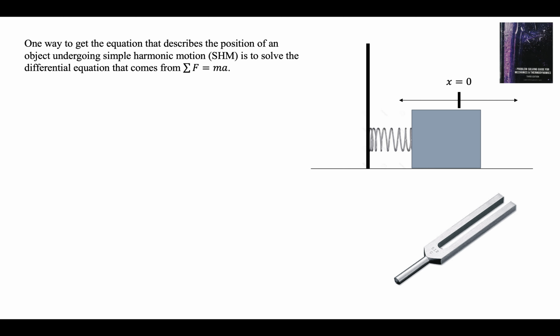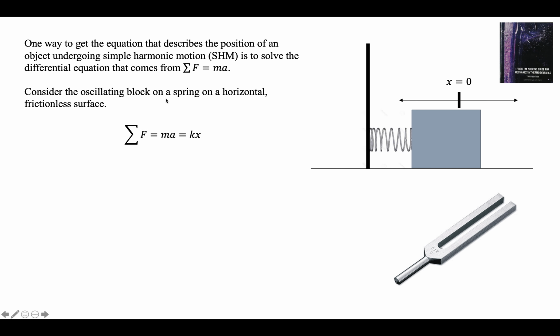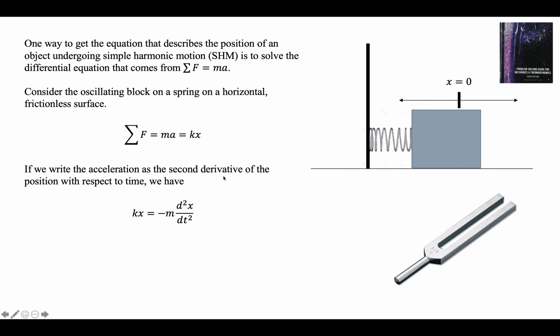So one way to get the equation that describes the position of an object as a function of time is to use F equals ma. So we have a block oscillating on a spring on a horizontal surface right here. The force exerted on it in the horizontal direction is only minus kx, so that's the only force in the x direction, and that's equal to ma. If you write the acceleration as the second derivative of the position with respect to time, we have this. That's ma. There's the force.